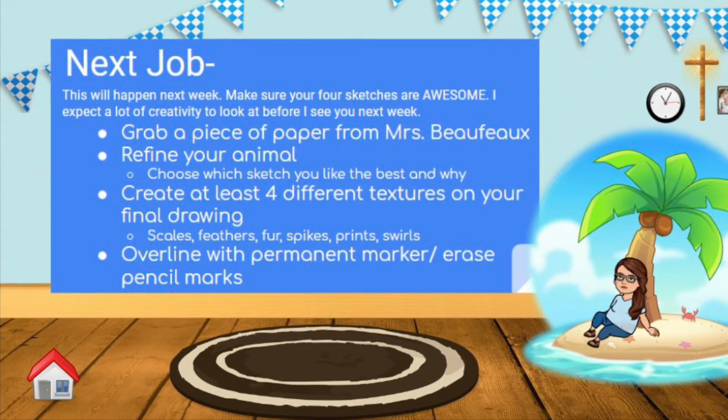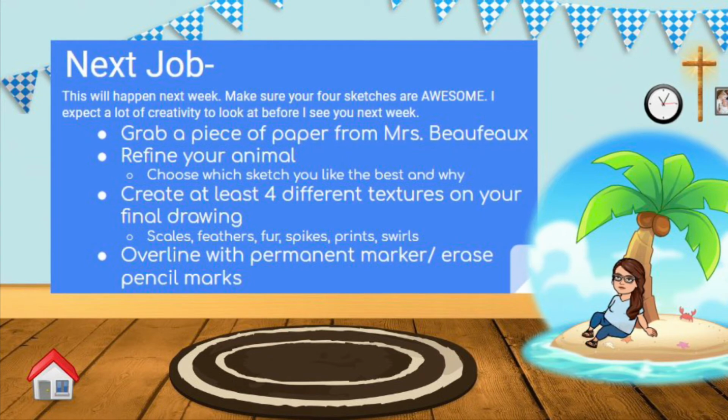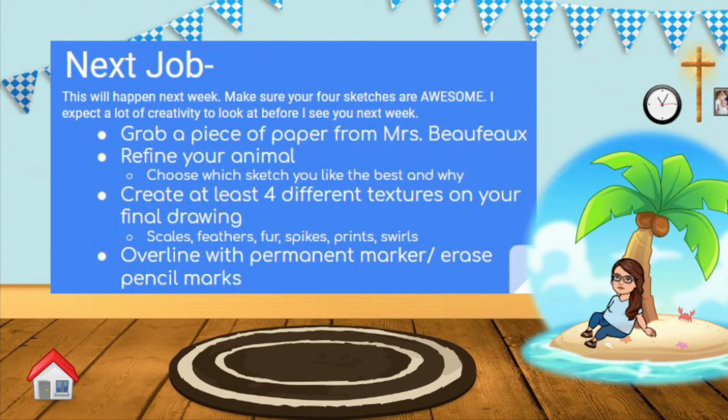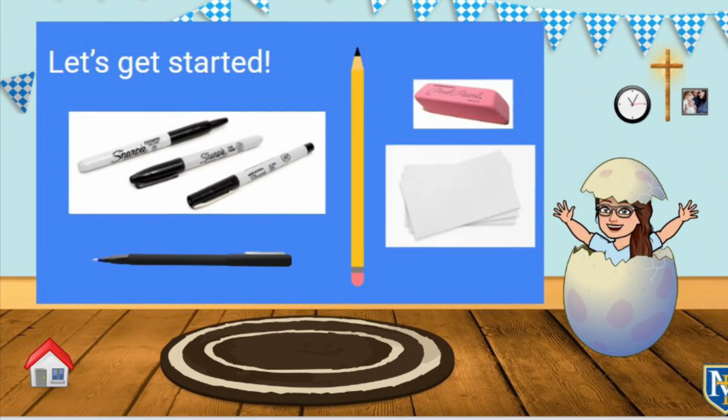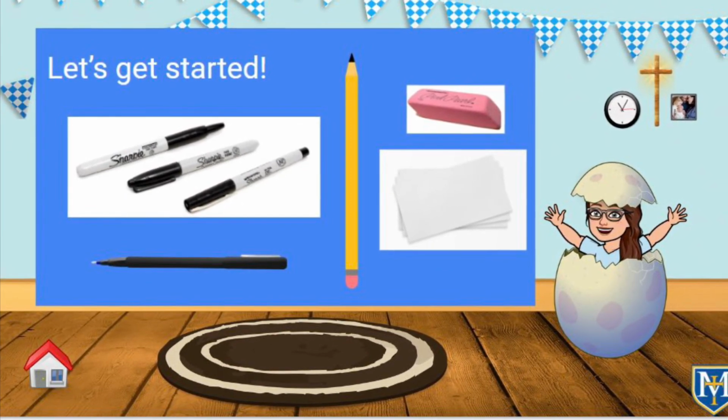You need to remember to create at least 4 different textures on your final drawing. Some ideas of textures: scales, feathers, fur, spikes, prints, swirls, think about like a tiger or a zebra or a leopard. All of those things would be different patterns that you could include, as well as your textures. You're going to overline with permanent marker and erase your pencil drawings.